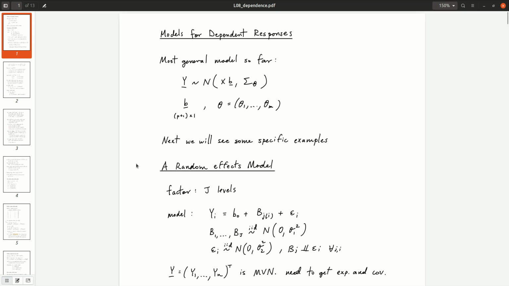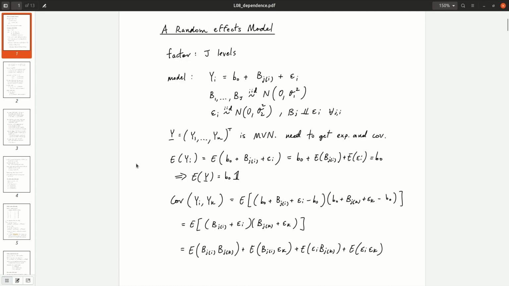All right, so some specific examples. The first one, we're going to start with a simple model that's often just called a random effects model, but we'll look at lots of different types of random effects models. So in this model, we have a factor with capital J levels. We're going to indicate that factor with the notation lowercase j of i. That tells us which level the ith observation belongs to.